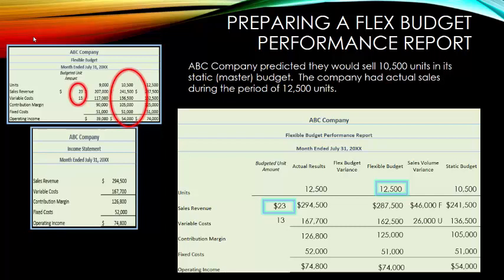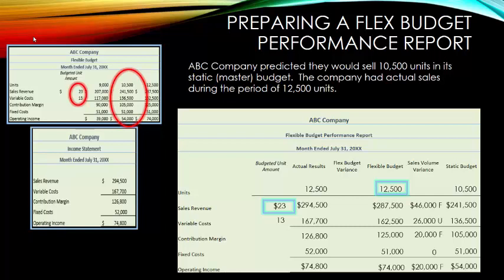The difference between our static budget and flex budget contribution margin was $20,000, and it's going to be favorable because more contribution margin is good for the company. The difference between fixed costs on our static budget and flexible budget is zero, neither favorable nor unfavorable. And our operating income has a $20,000 difference between our static budget and our flex budget. Again, reading right to left, it's going up. More income is always good for the company, so that's favorable.